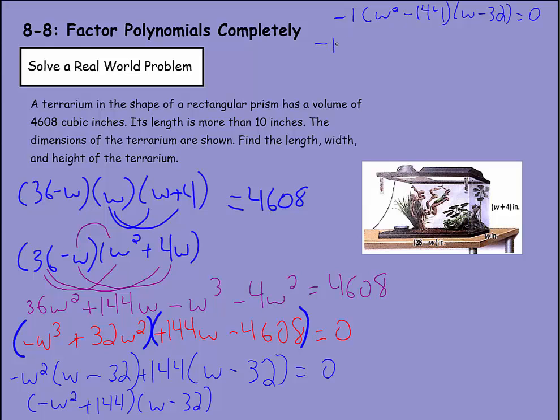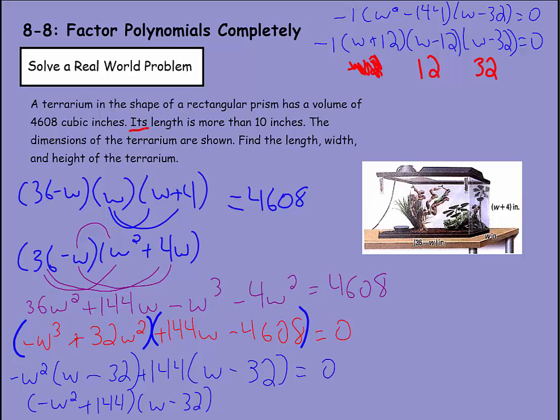So we still have negative 1 here. We have w, and then 12 is the square root of 144, so w plus 12 times w minus 12. Then we have w minus 32 still, and that's going to equal 0. So any of these would have to be 0 to turn this answer into 0. So w could be negative 12. It could also be positive 12, or it could be positive 32. Well, I know it can't be negative, so we'll cross that off. Which one would be w? Could it be 32 or 12?